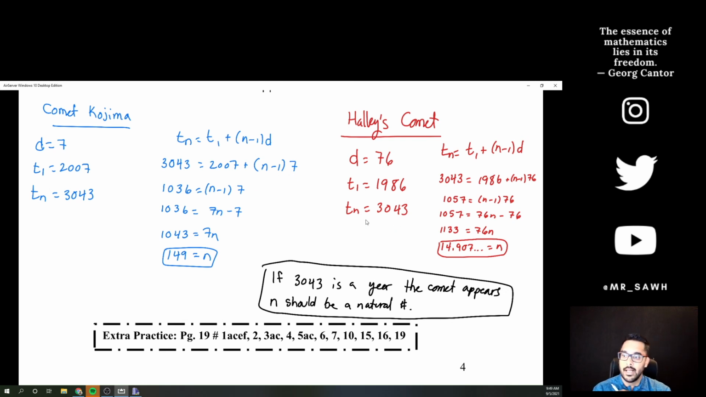Okay, so there's your little quick introduction to arithmetic sequences. We'll talk about series later on in a future video, so look out for that one.